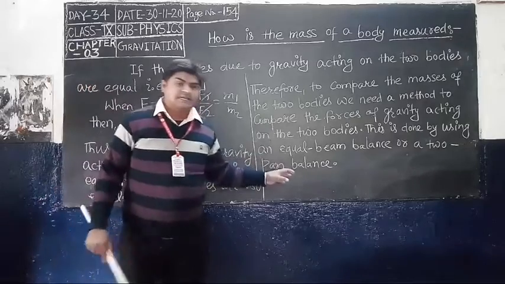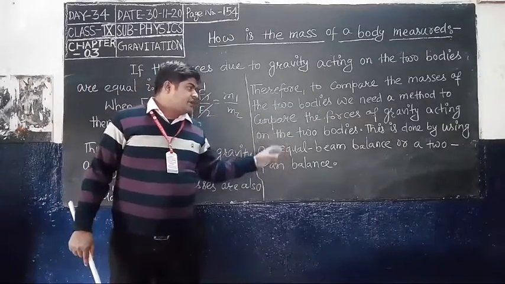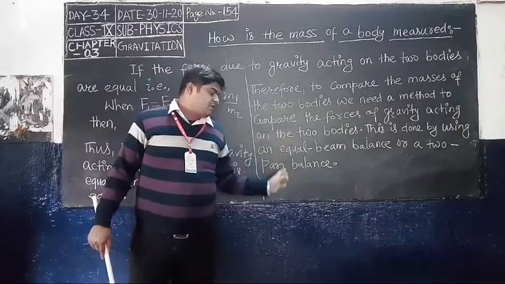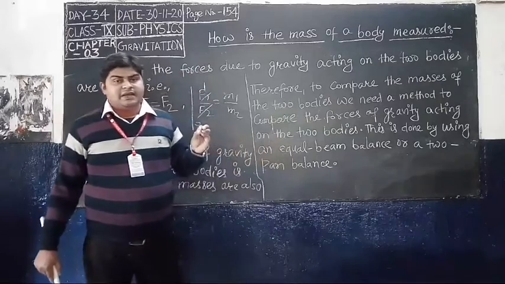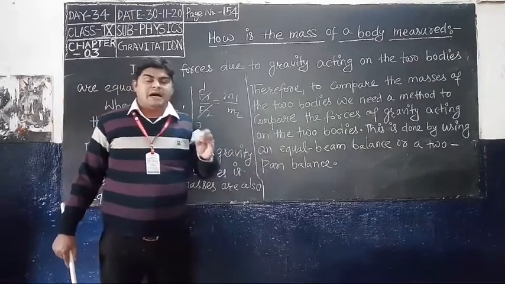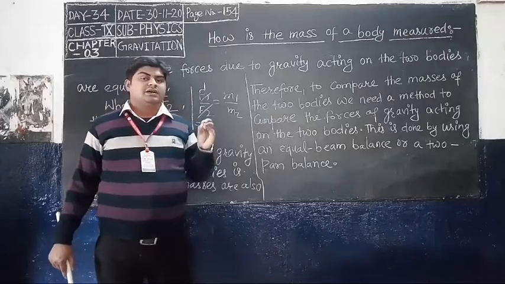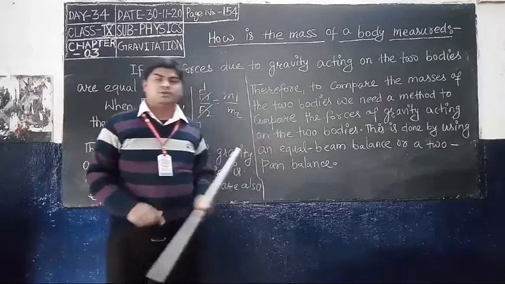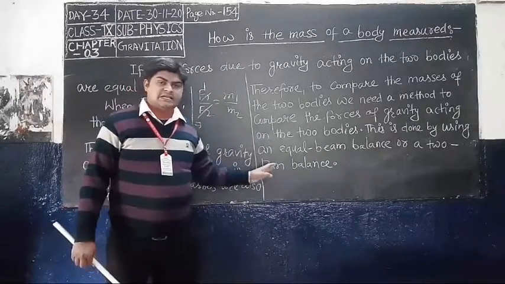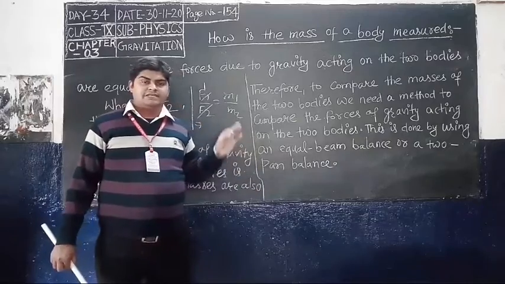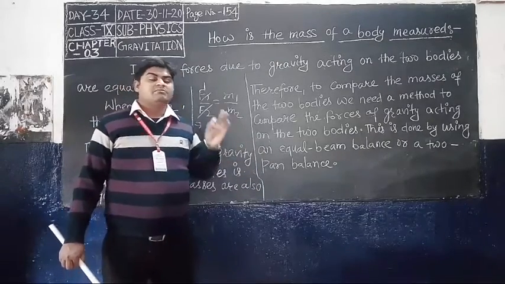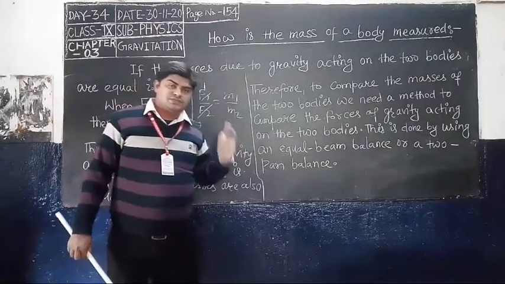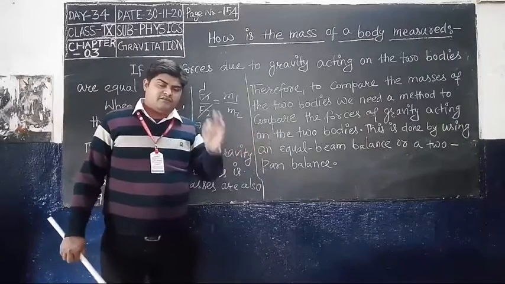This method is done by using an equal beam balance or a two-pan balance. That means you will measure the mass of any two objects by the simple beam balance, or a two-pan balance. We can say that a pan balance or beam balance is used to measure the mass of any object. A beam balance or pan balance is not used to measure the weight of any two objects.